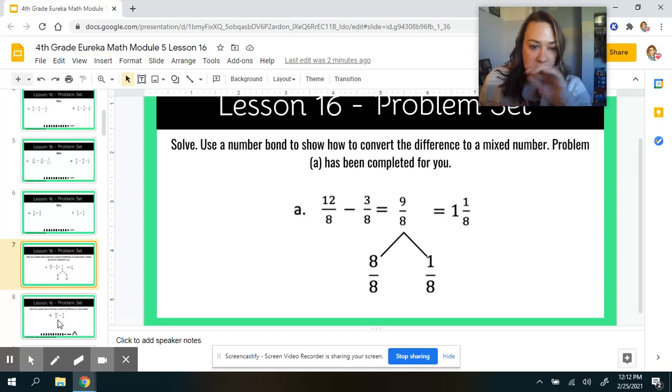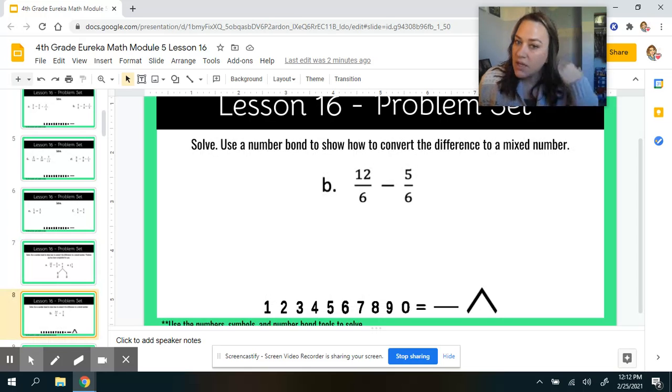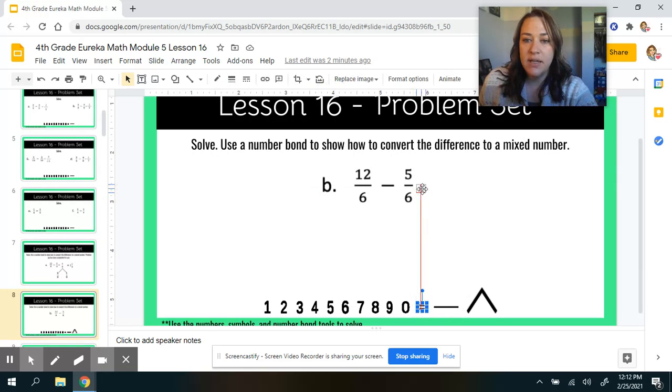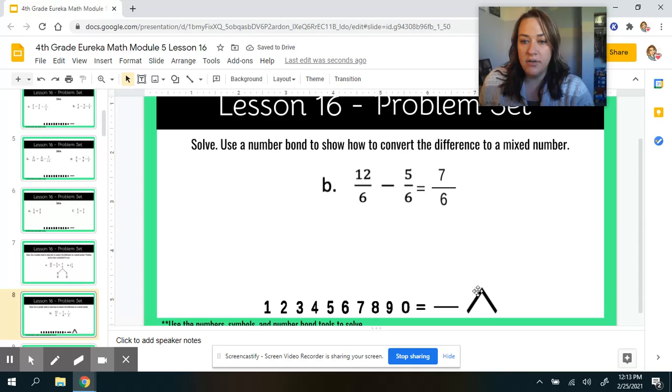All right, let's do a couple of these together. The subtraction part is the same, so we do that first. First we know I'm going to stay in sixths, and then 12 minus 5 is going to leave me with 7. Now you can see I have more than 1 because my numerator is larger than my denominator. So we're going to break that apart into a number bond. How many sixths do I need to make one whole?